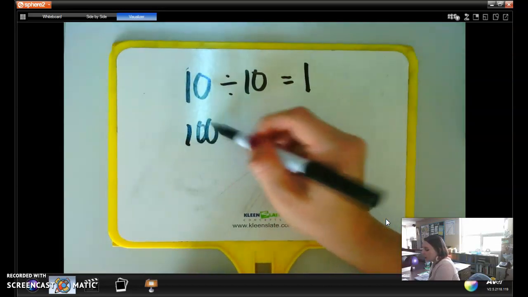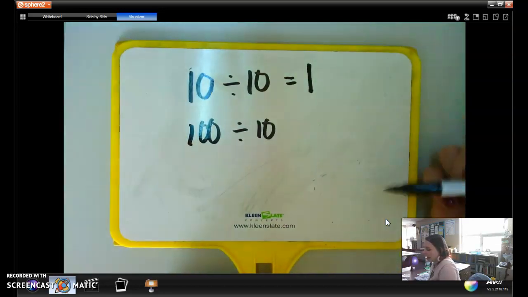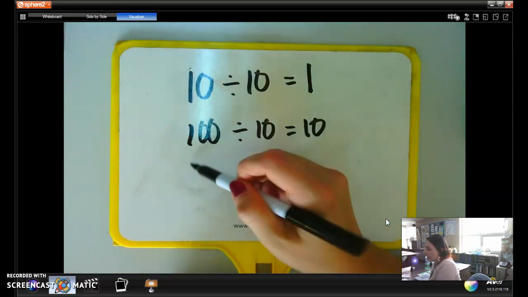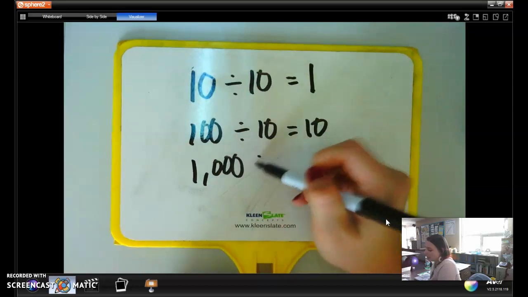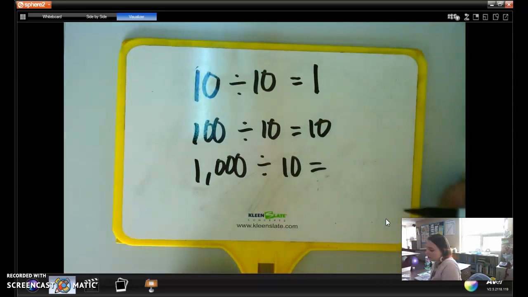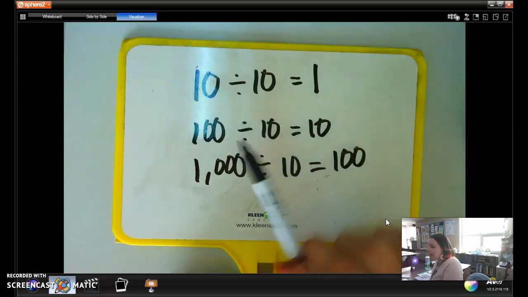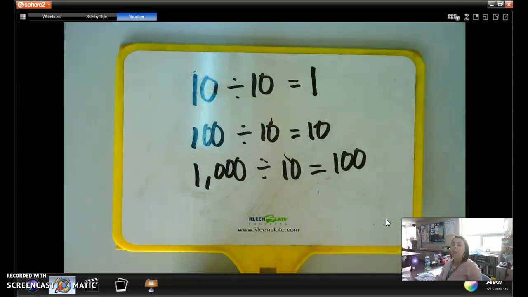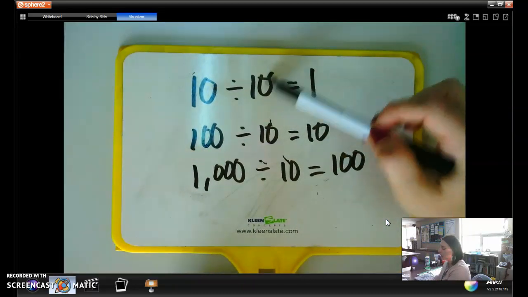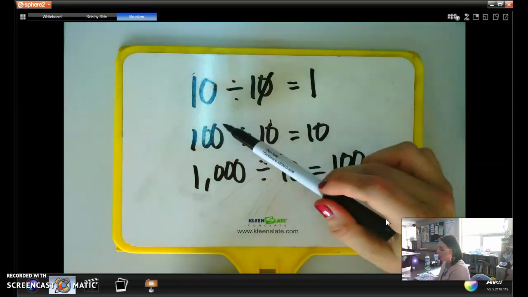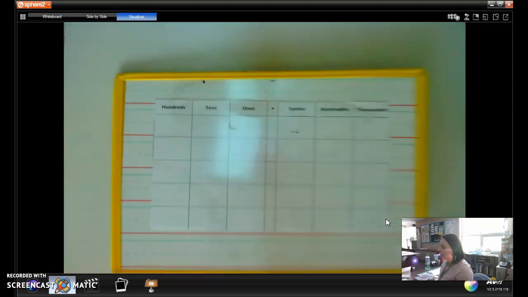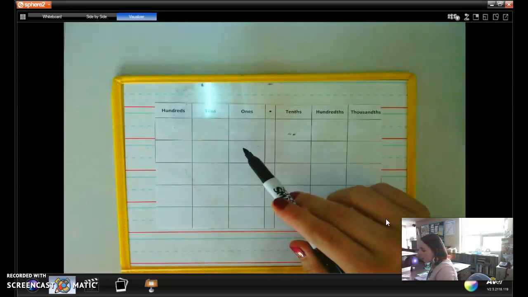Now let's say I have 100 and I'm dividing it by 10. Well, my answer is going to be 10. Now let's say I have 1,000 and I'm dividing that by 10. I'm going to get 100. As I am decreasing by values of 10, I am actually taking away zeros in my problem.